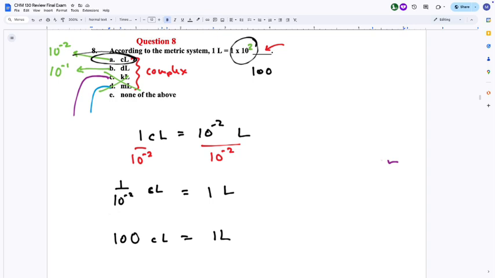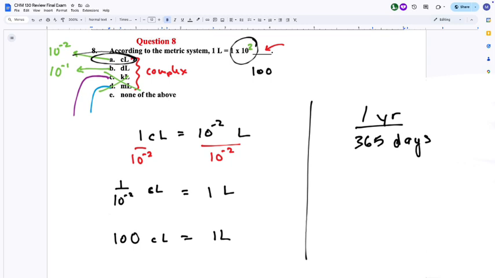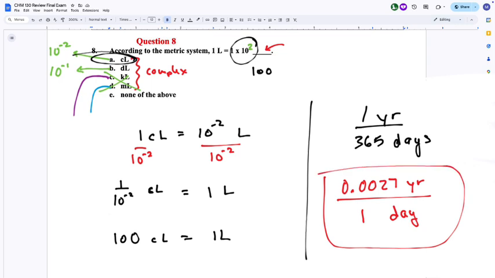Okay. What we just walked through with those powers of 10 is the example that I said you won't have to worry about when we looked at the day and year. Let's see if I can not screw this up. 1 year over 365 days. With a calculator, can someone tell me what 1 divided by 365 is? 0.0027. Is that a valid conversion? It is.